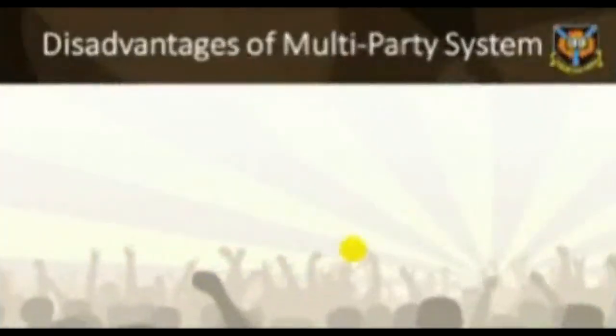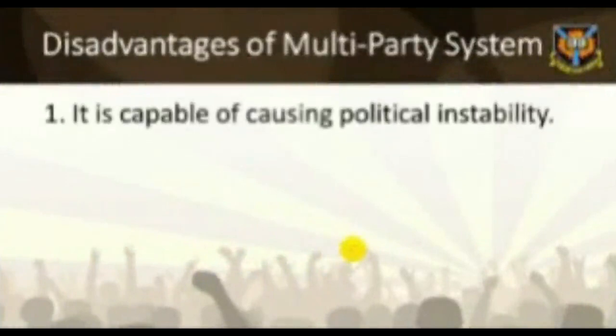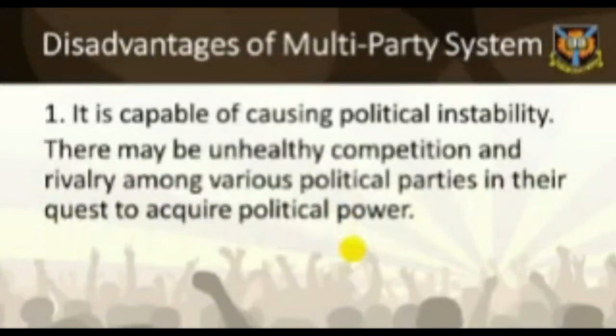Disadvantages of multi-party system. 1. One of the demerits of multi-party system is that it is capable of causing political instability. There may be unhealthy competition and rivalry among various political parties in their quest to acquire political power.